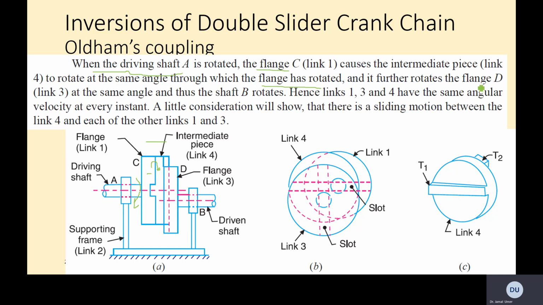So it further rotates the flange D, at the same velocity at every instant. When this intermediate piece rotates, it also helps the flange 3 to move as well. A little consideration will show that there is a sliding motion between link 4 and each of link 1 and 3. So the intermediate piece is basically sliding within the slots continually when it's moving. The intermediate link is sliding within each flange.